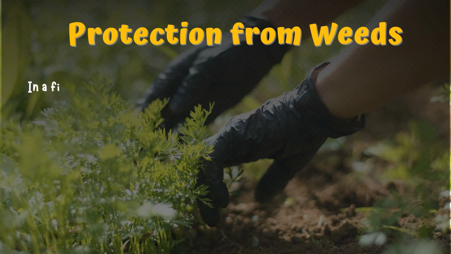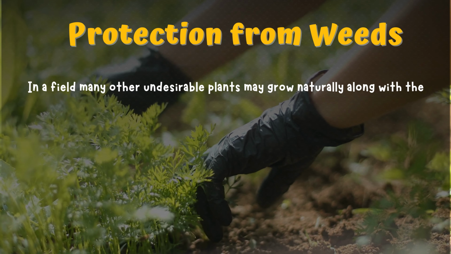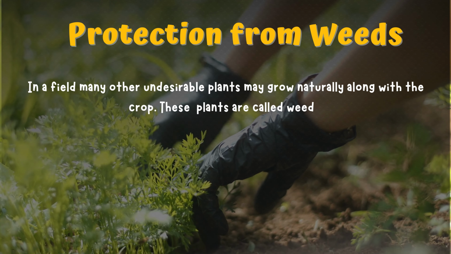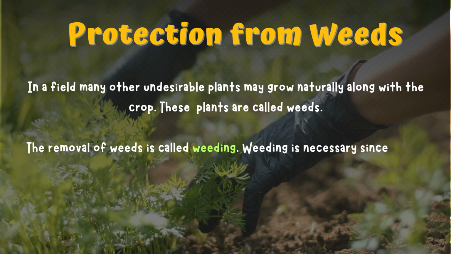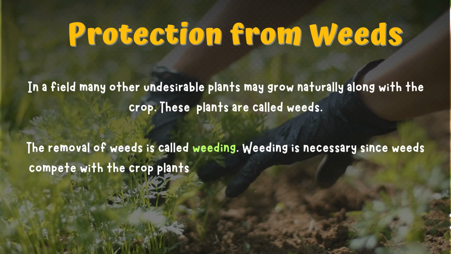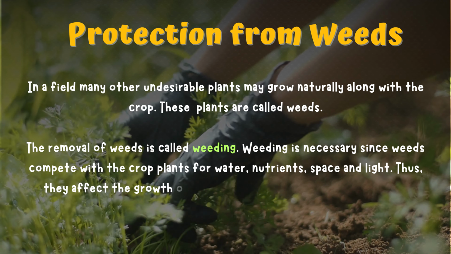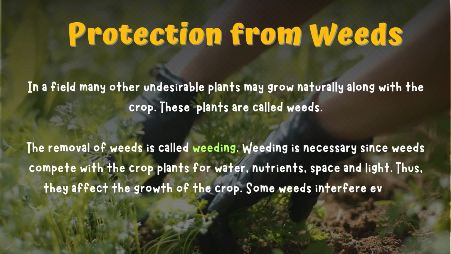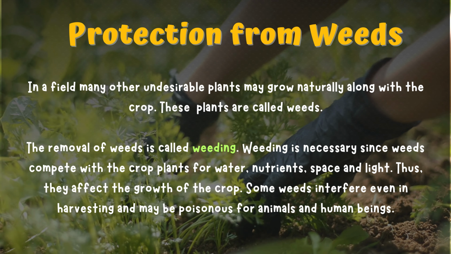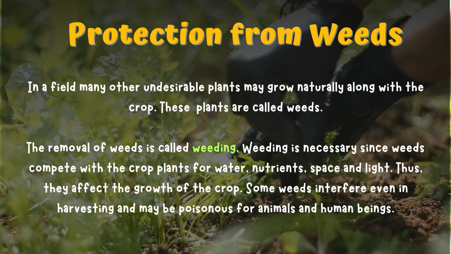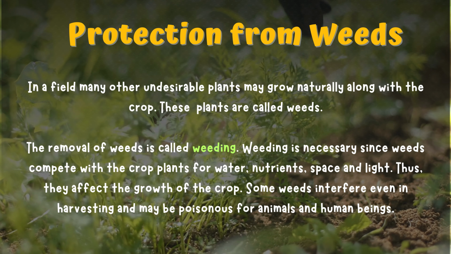Protection from weeds. In a field, many other undesirable plants may grow naturally along with the crop. These undesirable plants are called weeds. The removal of weeds is called weeding. Weeding is necessary since weeds compete with the crop plants for water, nutrients, space and light. Thus, they affect the growth of the crop. Some weeds interfere even in harvesting and may be poisonous for animals and human beings.